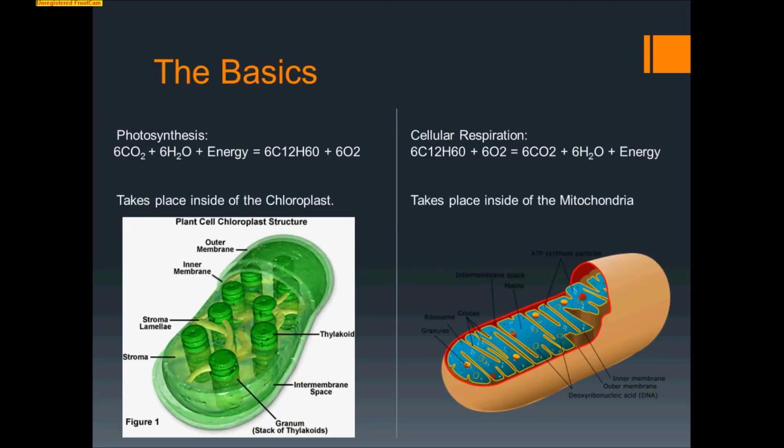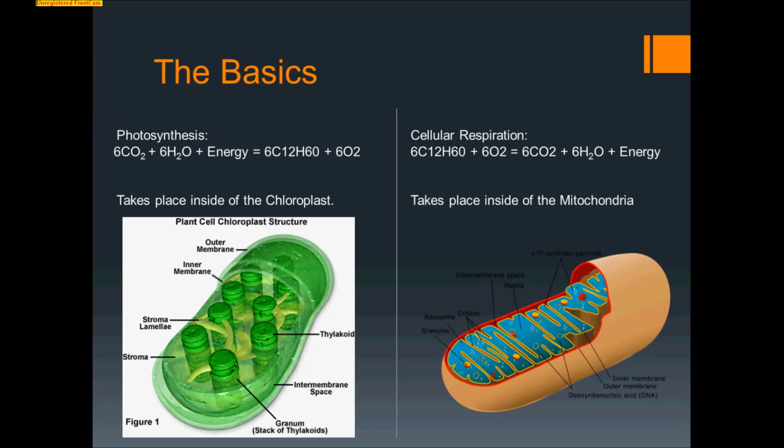As you can see, these are the two equations of each of the individual processes. Photosynthesis reads carbon dioxide plus water plus energy equals glucose and oxygen. Cellular respiration reads glucose plus oxygen equals carbon dioxide, water, and energy. These equations complement each other, as photosynthesis uses the products from cellular respiration as reactants, and vice versa.